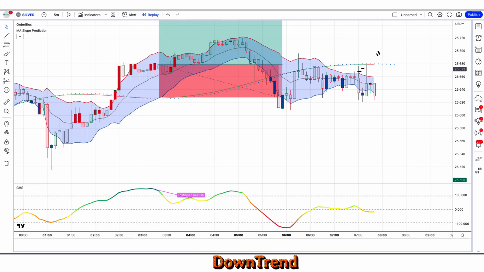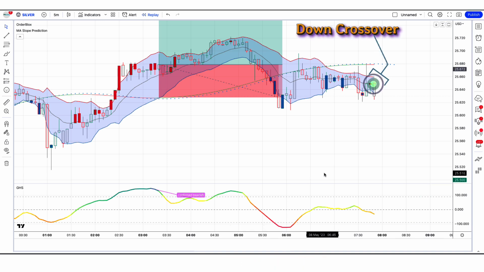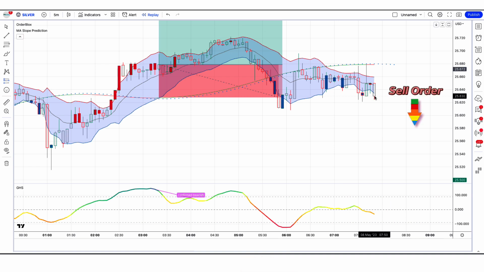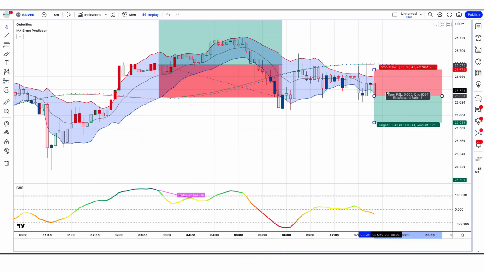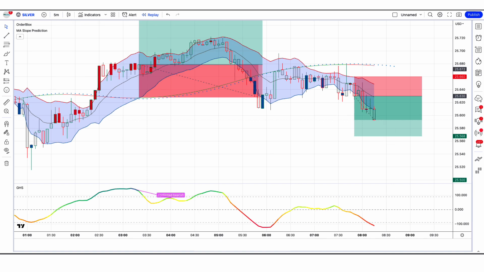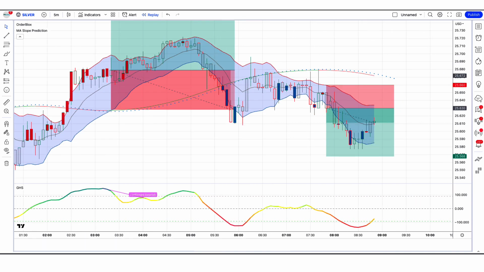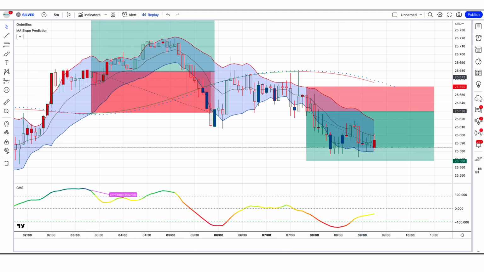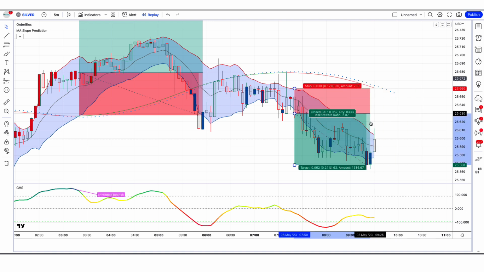The MA Slope Prediction indicator changes from uptrend to downtrend. The market crosses down over the middle line of the order blocks indicator. The God Hunter Scalping indicator histogram is below the zero level. If all these conditions are met, we will place a sell order. Our stop loss will be placed at the higher level of the order blocks indicator, and the risk to reward ratio will be 1 to 2. The market has completely hit the target of the trade.